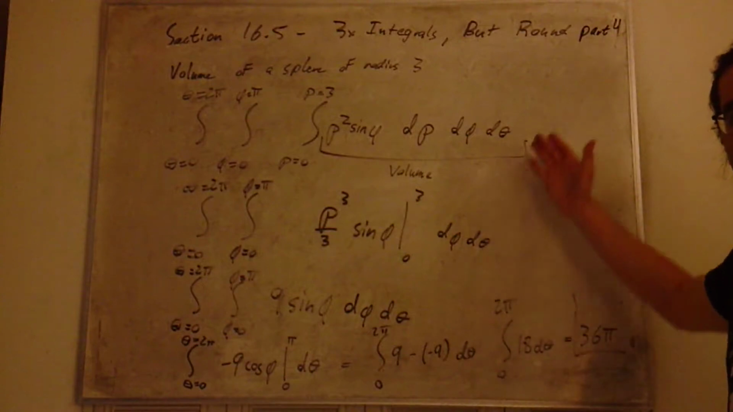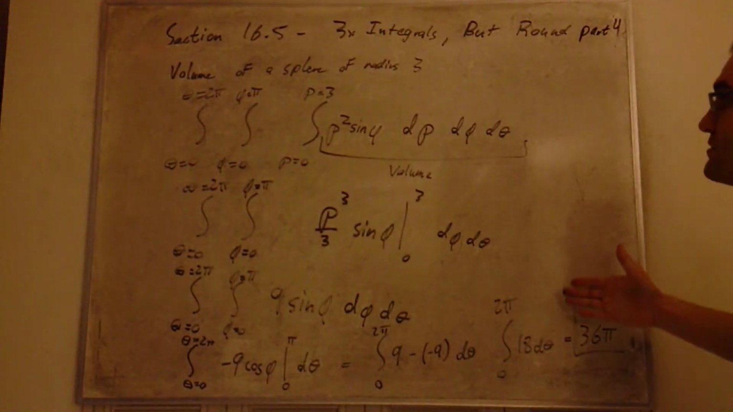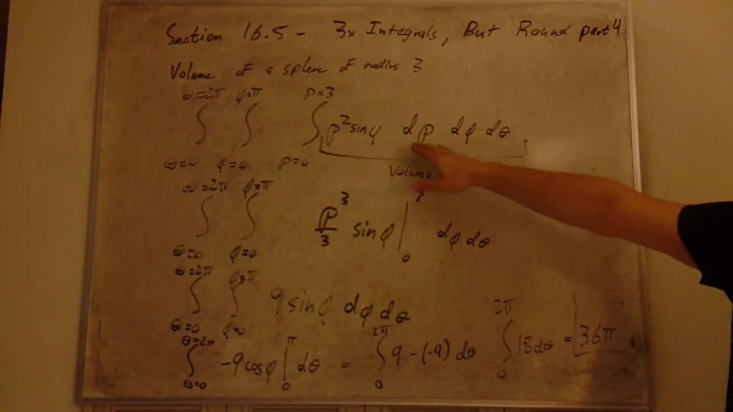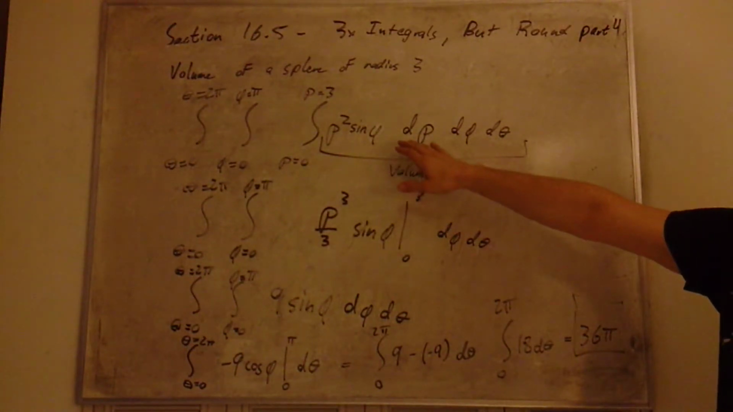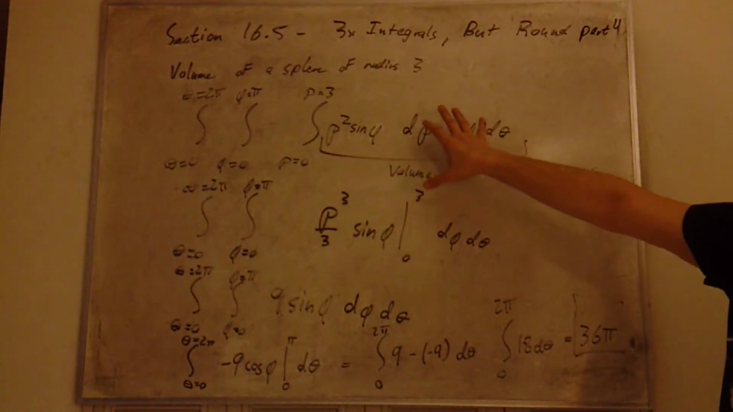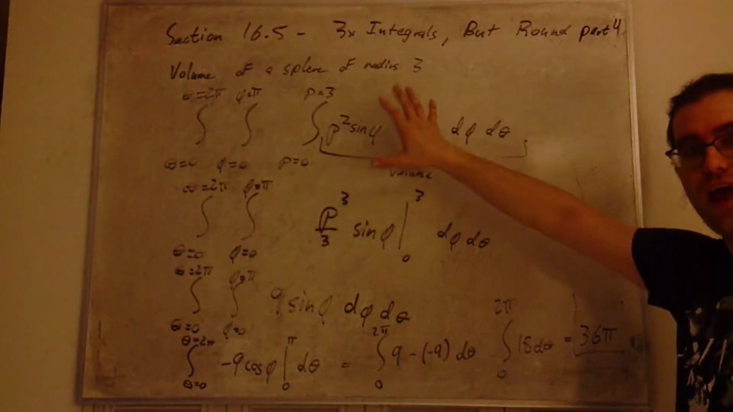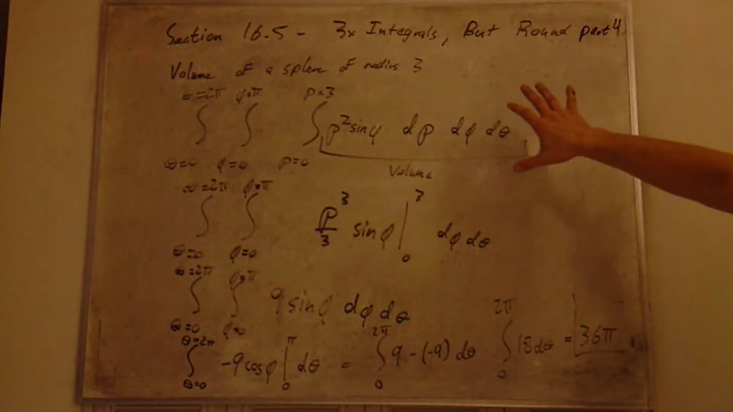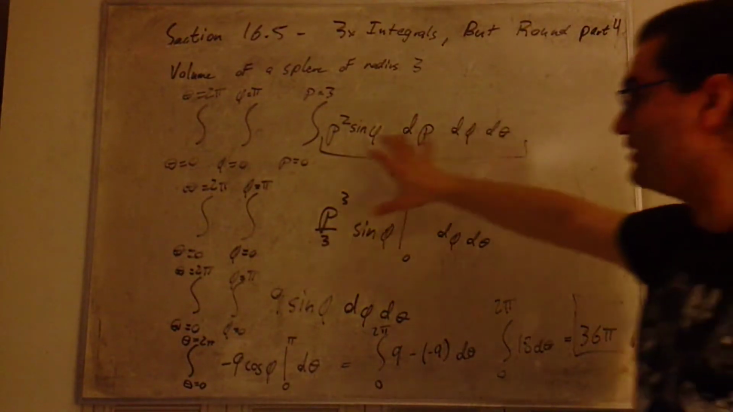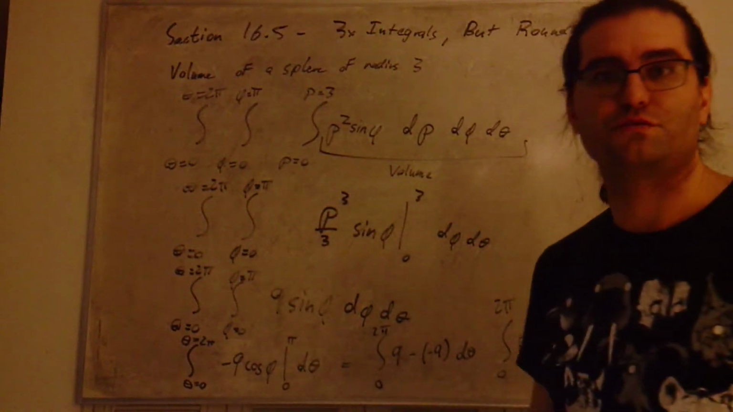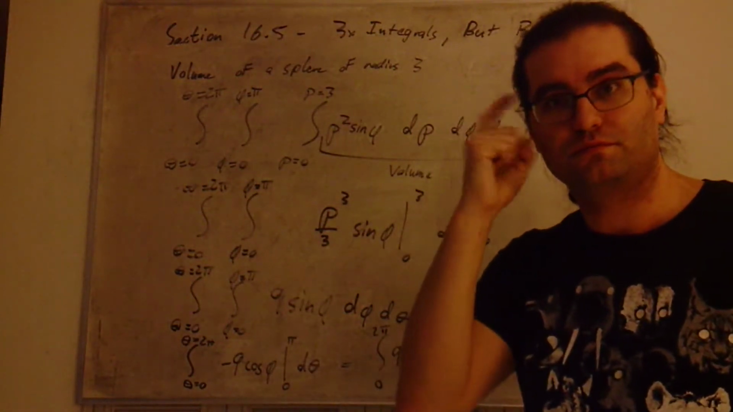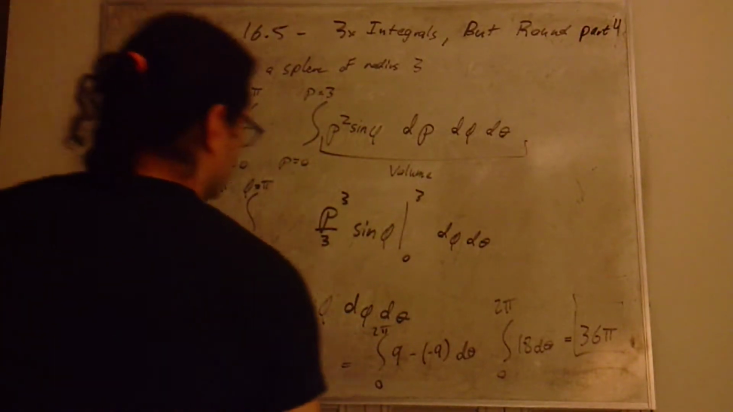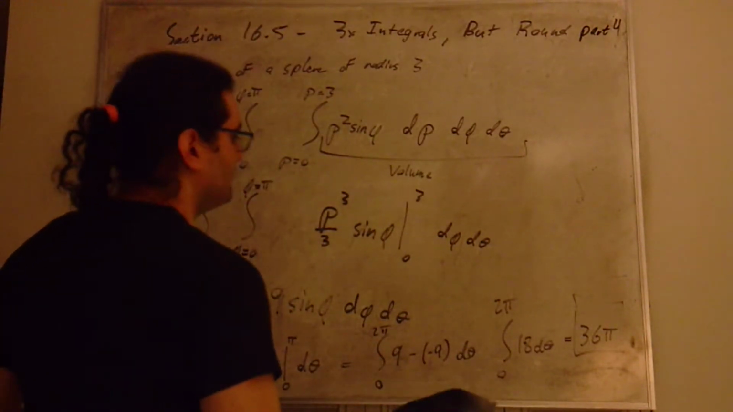So, the moral of this story is spherical coordinates, not so bad. They look like a hot mess. I'm not going to deny that. But don't be intimidated by their appearance. They're actually quite snuggly and very friendly. And you can use them to find the volume of spheres, which we already knew the volume of. So let's do another one.